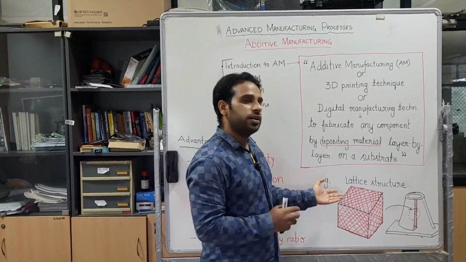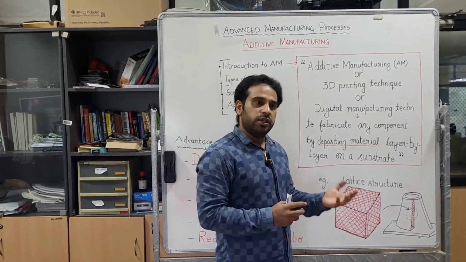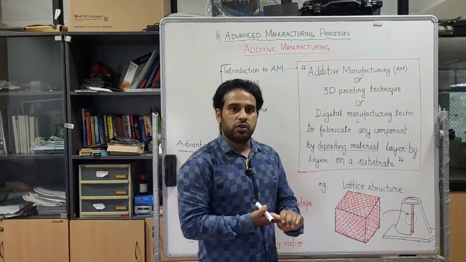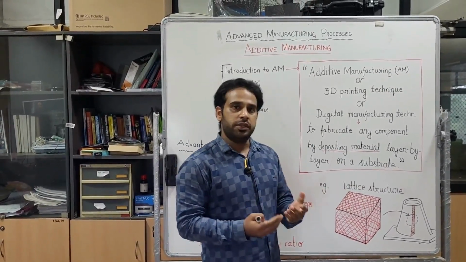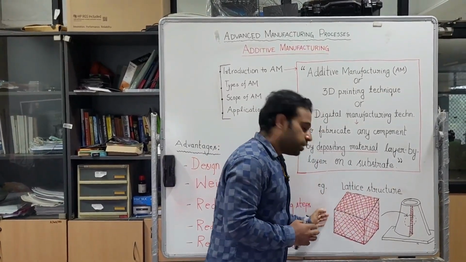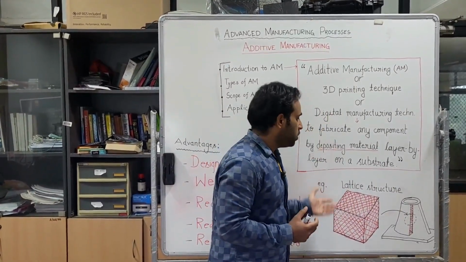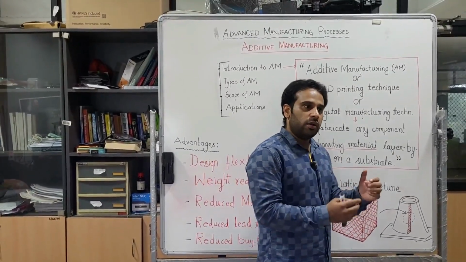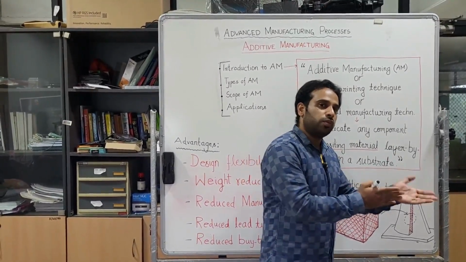Why this lattice structure? In metallurgical engineering, we generally study different kinds of lattice structure, for example BCC or FCC or SCP and so on. So we can produce that kind of complex geometry by using additive manufacturing, and this kind of structure we can use in the interior of the component which we are going to produce.